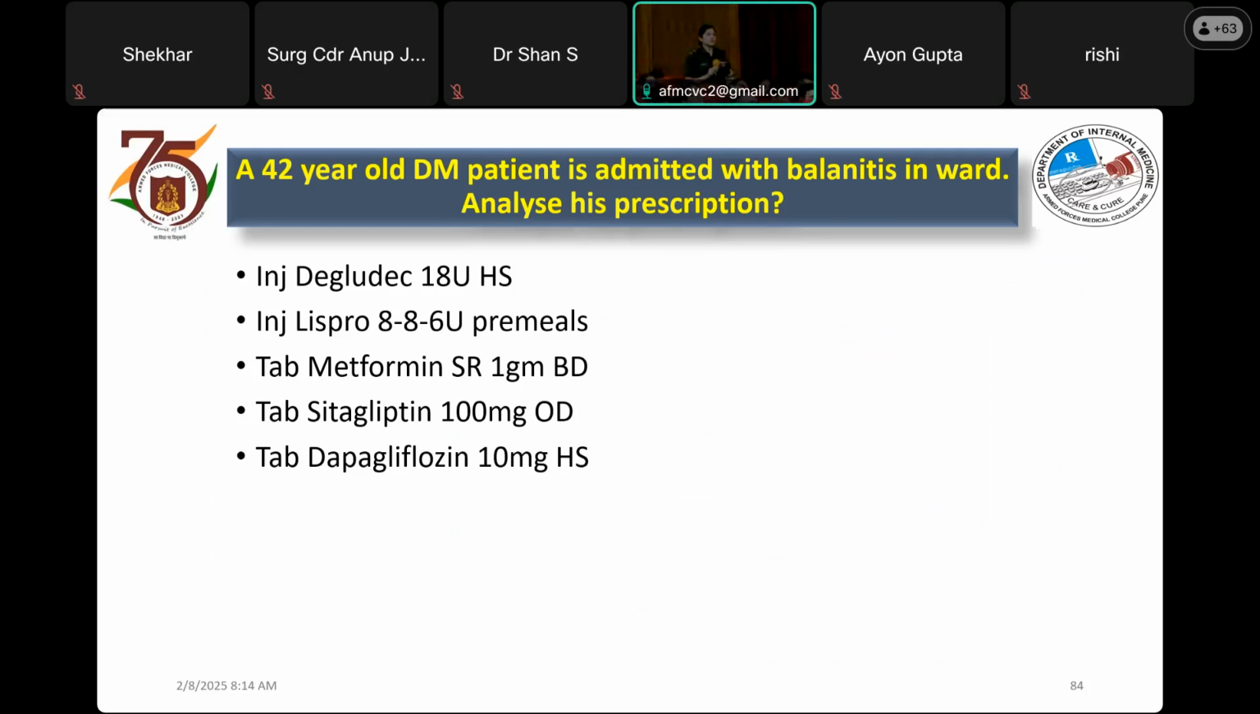So basically, just focus on this drug, dapagliflozin, which is an SGLT2 inhibitor, which causes glucosuria, which can cause genital and urinary infection. So we gave you the information that the patient has balanitis. It's a very common clinical scenario which we face, and in this patient, we should go ahead and stop the SGLT2 inhibitor.